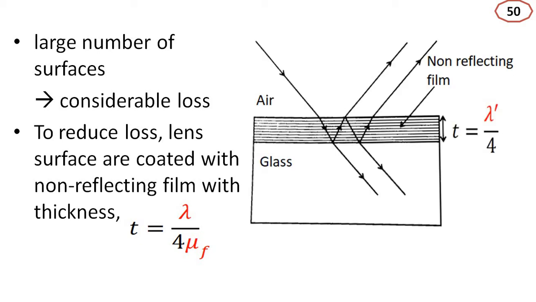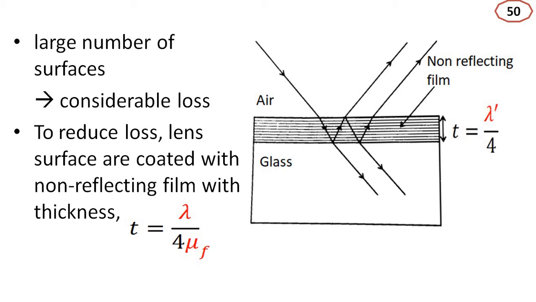As the surface increases, this reflectivity will increase further. So the solution we have is that we can coat the surface with a non-reflecting material or a non-reflecting film. A non-reflecting film has a thickness T which is equal to lambda by 4 mu f, where mu f is the refractive index of the film. Now we are taking T equal to lambda by 4 mu f. Why we take T equal to lambda by 4 mu f, you will understand at the end of this derivation.